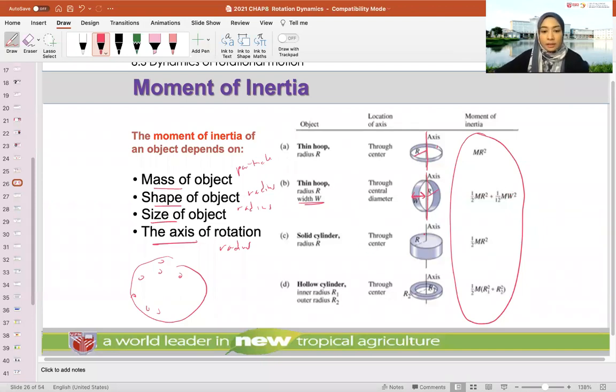Okay. And then the next one is solid cylinder. We have a solid cylinder of radius r. So it's just 1/2 mr squared. And a hollow cylinder. This is the cylinder tapi sekarang dia hollow. So it has inner radius r1, and then kat luar ni radius nombor 2. So it's 1/2 m times (r1 squared plus r2 squared).